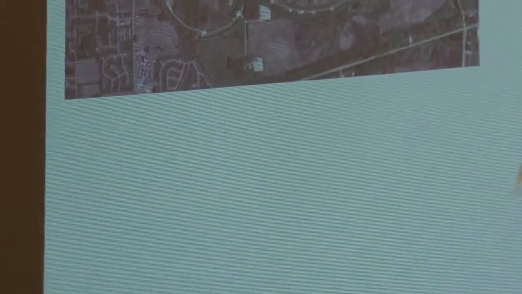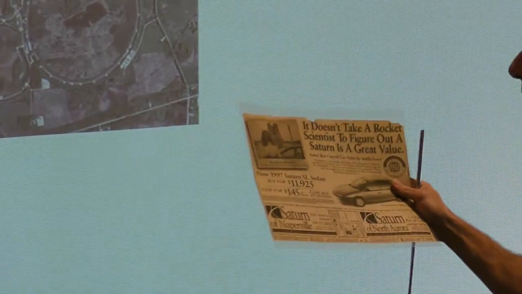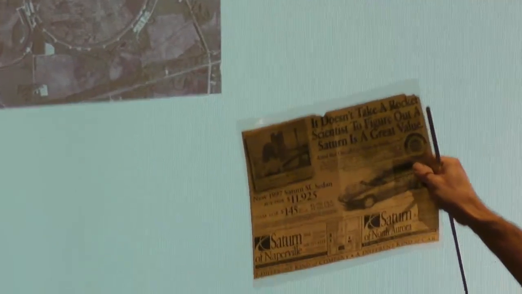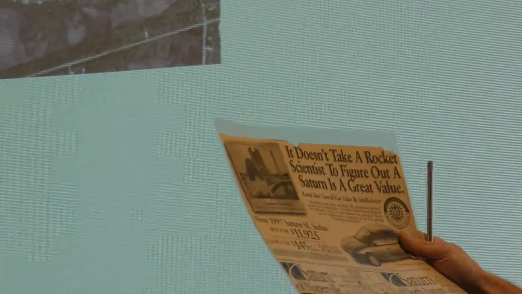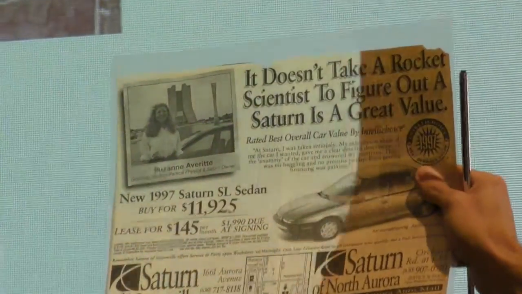This is a picture of my wife from a newspaper when she bought her car in graduate school. It had the slogan that it doesn't take a rocket scientist to figure out a Saturn is a great value. She is standing in front of the main building at Fermilab. She made the papers.